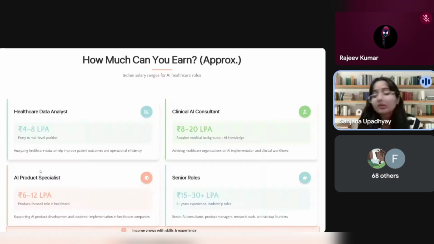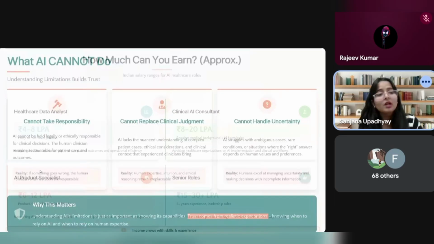As an AI product specialist, if you have the healthcare knowledge and the AI knowledge as well, you can become an AI product specialist, and it will be 6 to 12 LPA. In senior roles, it may go from 15 to 30 plus. There is no limit for this kind of role, depending on what life you want. Do you want a life which is always in clinics, or do you want to transition as well? You have to decide on your own.